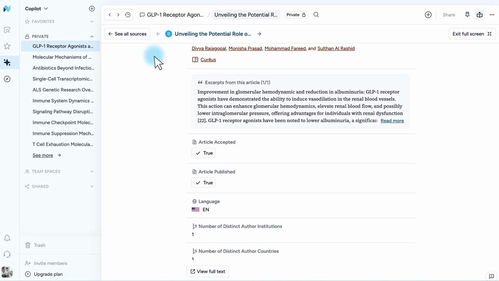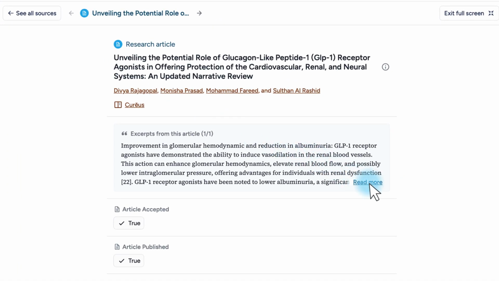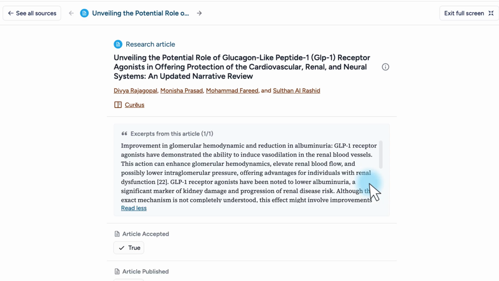What's most important is that not only do we identify the specific research articles of relevance to answering your biological questions, but we also identify the specific passages, the excerpts within each of these articles. So you'll see it's talking about glomerular hemodynamic reduction in albuminuria. It'll talk about GLP-1 receptor agonists. This is what was used to inform the answer.